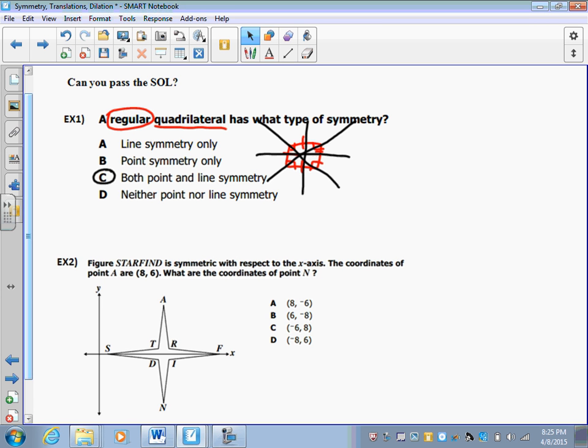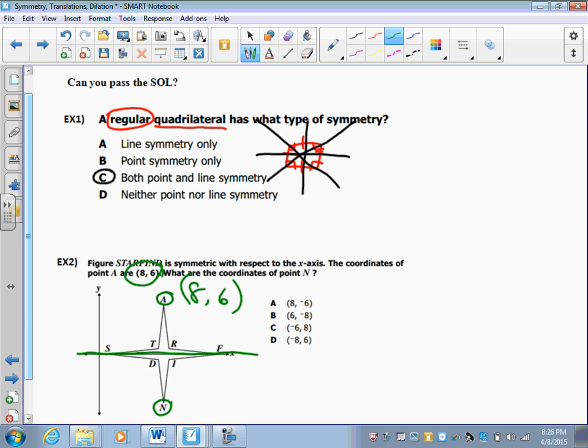Now for example 2, the star is symmetric with respect to the x-axis. The coordinates of point A are 8, 6. What are the coordinates of N? So basically I'm going to draw over the x-axis, and the top is symmetric with respect to the x-axis with the bottom. So basically A corresponds to N, T corresponds to D, R corresponds to I if I reflect it over the x-axis. So they give us A is 8, 6.